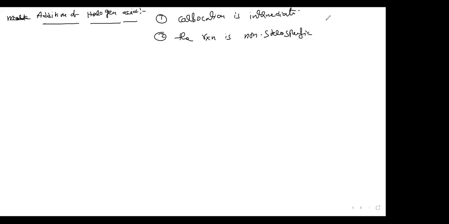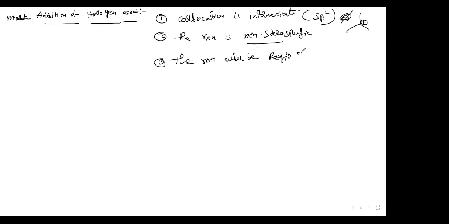Why? Carbocation is sp2 hybridized. It is not 3D. So carbocation will be sp2 hybridized, therefore it is planar. So there is no 3D aspect, so you can say it is non-stereospecific, and the reactions will be regioselective. What is that, regioselective? I will let you know, and then we will proceed to the questions.